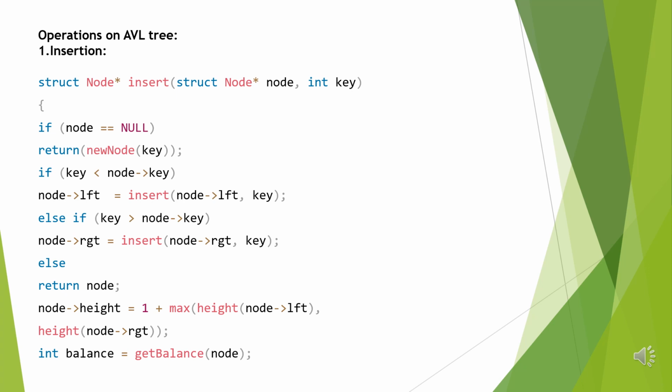The different operations are insertion, deletion, and traversal. The traversal can be performed in three ways: pre-order, in-order, and post-order, just like in a binary search tree.